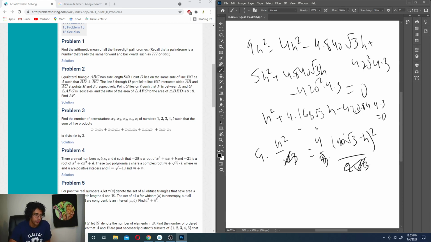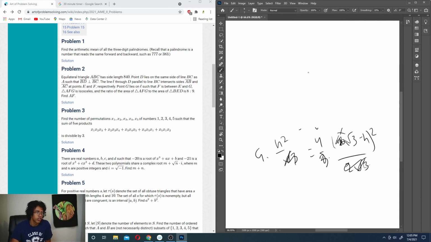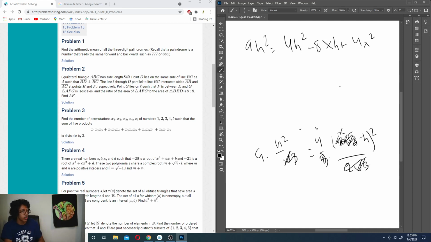Okay, maybe if we just do x instead of that, it'll be a little nicer, and then we could plug it in after. Try that. X instead of 420 root 3, we get 9h squared equals 4h squared minus 8xh plus 4x squared, right? So that gives us 5h squared plus 8xh minus 4x squared is equal to 0. And then can we factor this nicely?